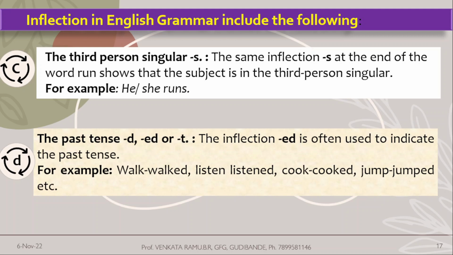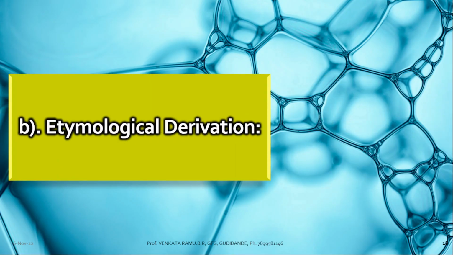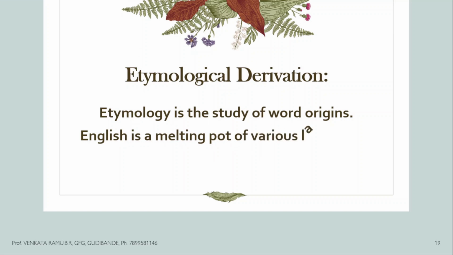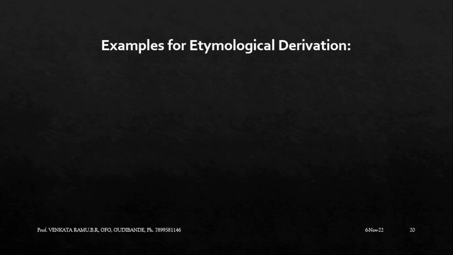Friends, from the above given examples, we can understand that the inflections are used to show grammatical categories such as tense, person, and number. Now let's move to etymological derivation. Etymology is the study of words' origins. English is a melting pot of various languages, predominantly Old German, Latin, Greek, and French. Let us look at some of the examples pertaining to etymological derivation.